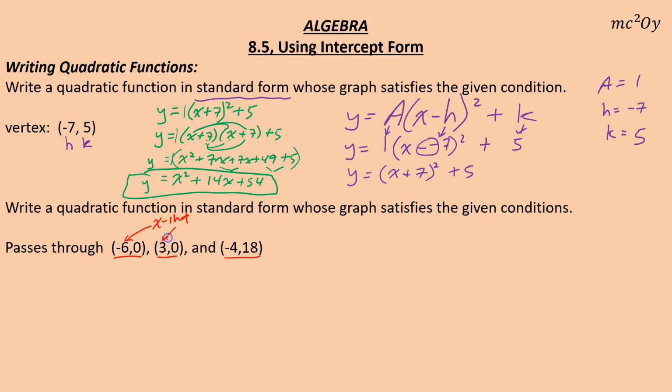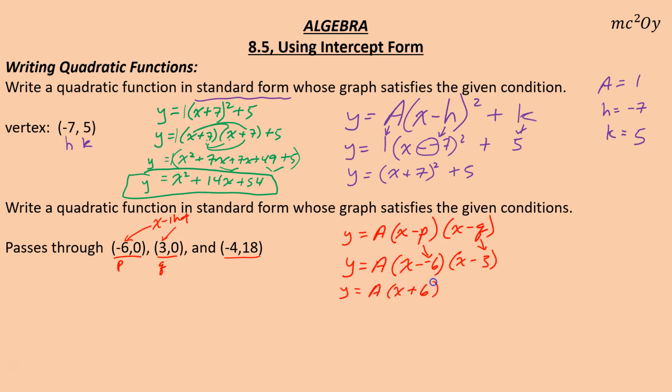So 3 and -6 are my x-intercepts, meaning that's p and q. So I could use intercept form: a times x minus p and x minus q. All right. Well, we'll put our a there. x minus p is x minus negative 6, and x minus q is x minus 3. Okay, and so this becomes a positive because we have two negatives.